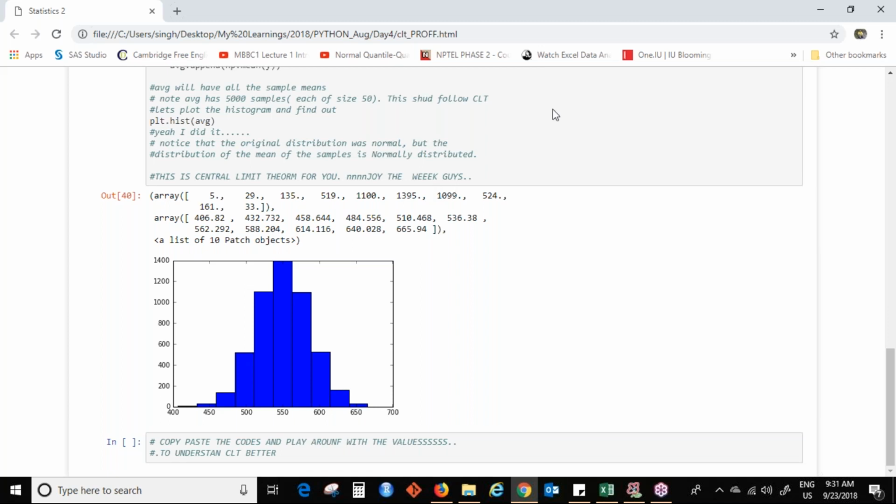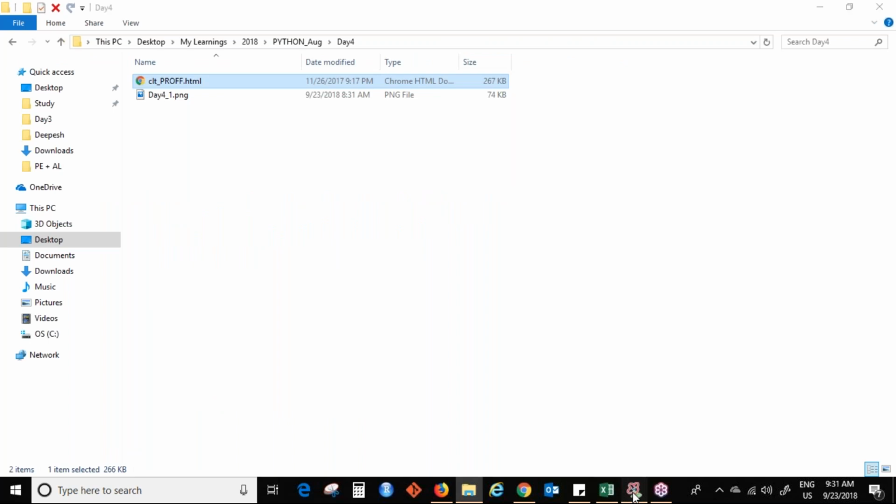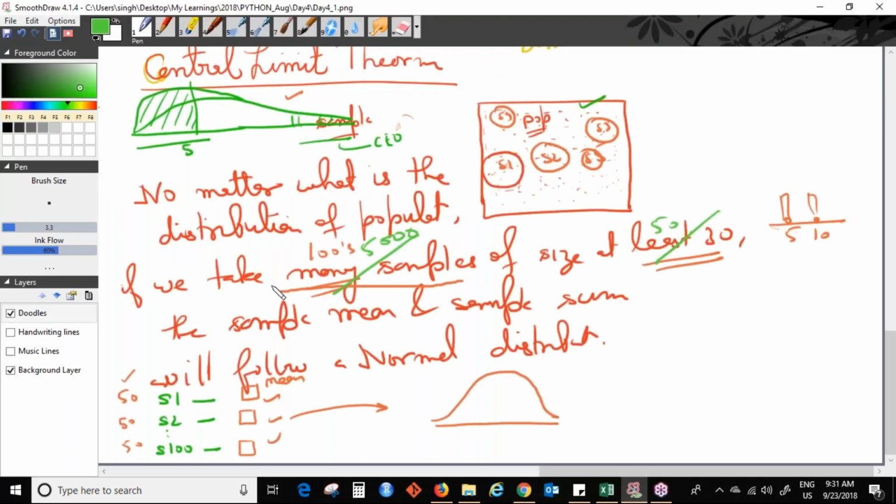Any doubts here, guys, on the central limit theorem? We will see the application of this next week. I'll pause here for a moment. Just read this multiple times, see if you have any doubts, and tell me.